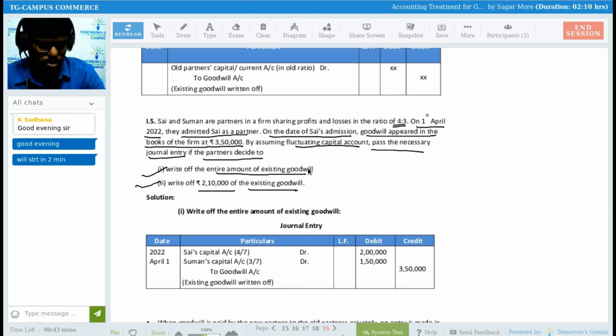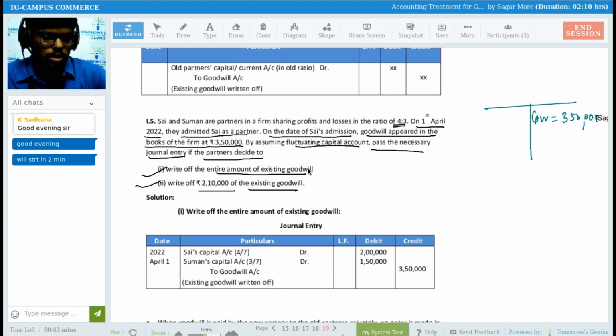So what does it mean? See, on the occasion of admission of a new partner, they are saying that in their balance sheet goodwill is already there. The goodwill amount is already there on the asset side of their balance sheet, and that is 3,50,000 rupees. So 3,50,000 was already there at the time of admission of a partner.